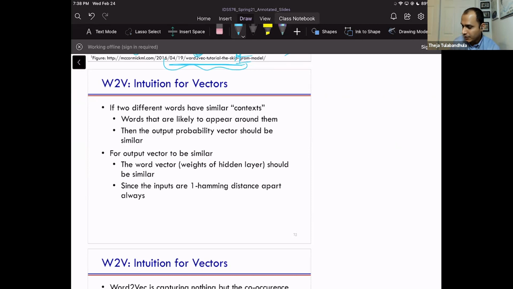Okay, so two different words have similar context, which means similar neighboring words, right? Which means the words that are likely to appear around them are similar to each other. Then what we want is that the output probability vector should be similar, right? So let's say fox has jumps, and cat also has jumps as a neighborhood word, which means that whether I pass fox or cat, the score vector should be such that the jumps coordinate has a decent score, right?